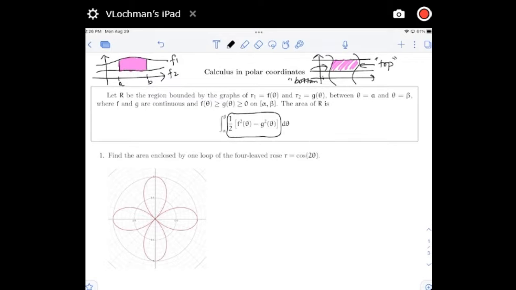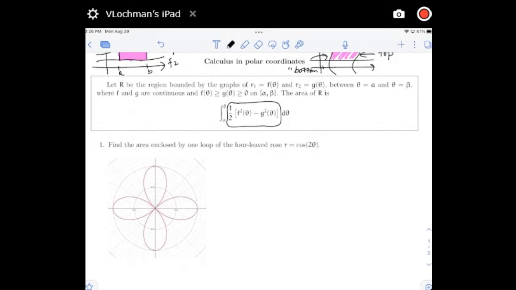Okay, so now let's take a look at this problem. This is the first one, and the only problem we'll do today. It will get you set up for next lecture, and then we'll go from there. So what is it asking us to compute? Find the area enclosed by one loop of the four-leaved rose r equals a cosine of 2 theta.